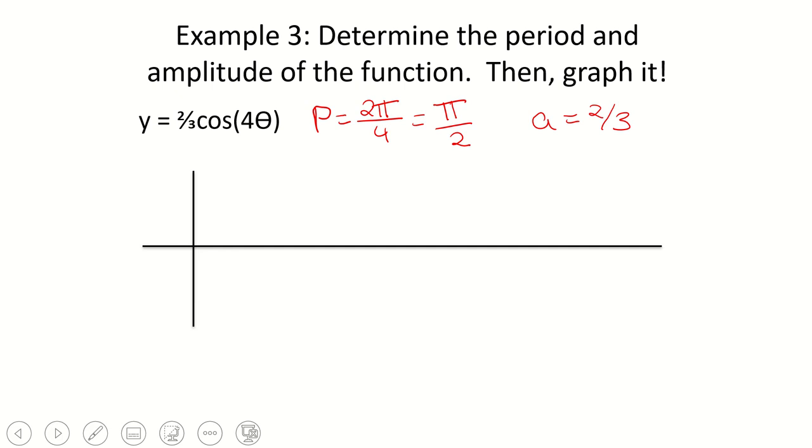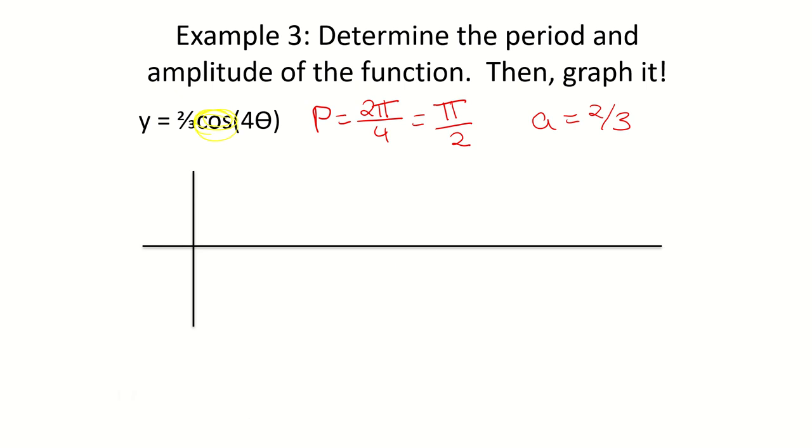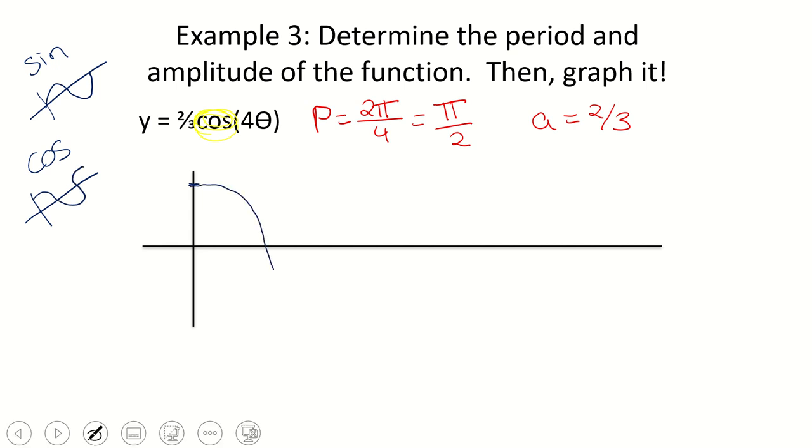The next thing we need to know is what kind of wave are we going to sketch? And since we have a cosine wave here, that means that we know that our wave is going to start at the maximum. Remember, sine wave starts at the origin, cosine wave starts at the maximum. So we're going to make a cosine wave like this. We know the amplitude is 2/3, so we are going to label the maximum 2/3 and the minimum -2/3. So that part is good to go.